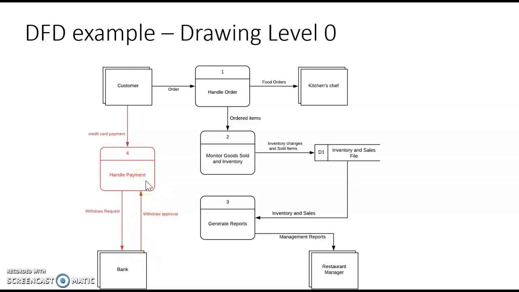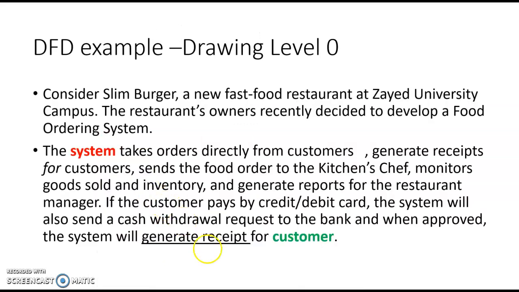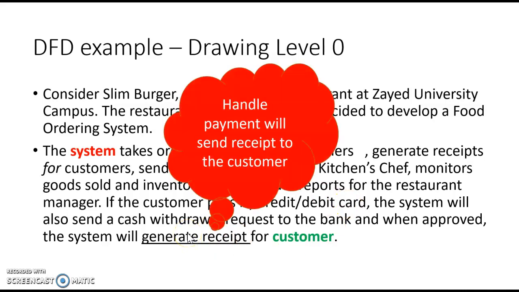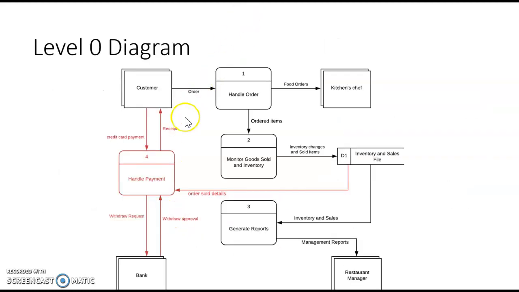When the payment is done and approved, the system is responsible to generate a receipt, which is also part of finalizing the requirements of payment. Especially in level 0, I can make that. So this will continue to be part of payment. And now I put a receipt to be generated to the customer.